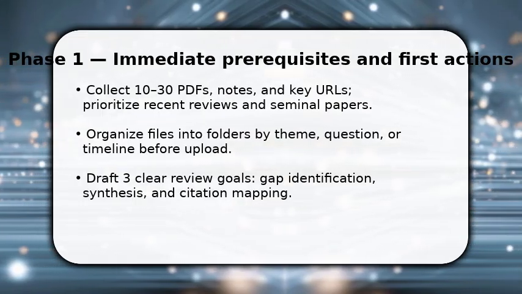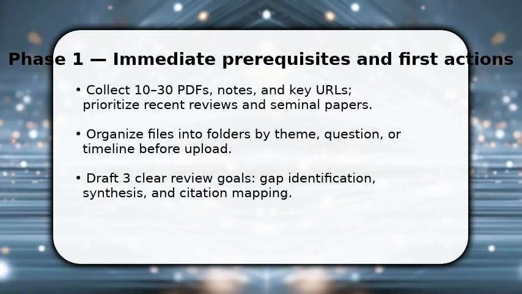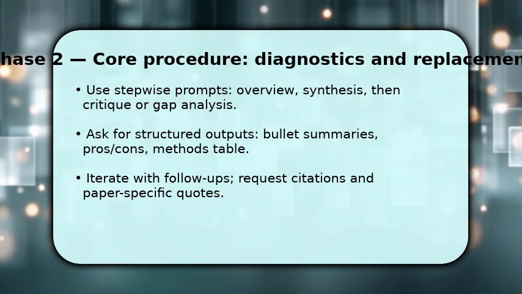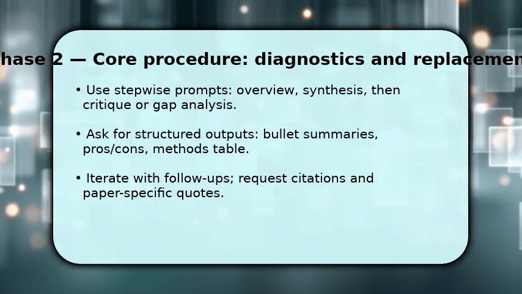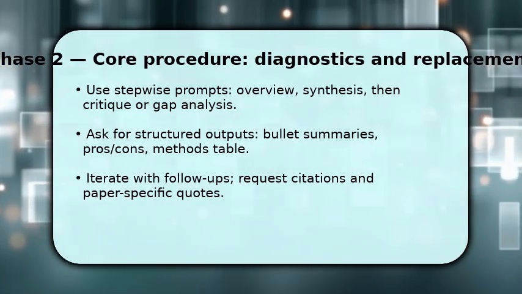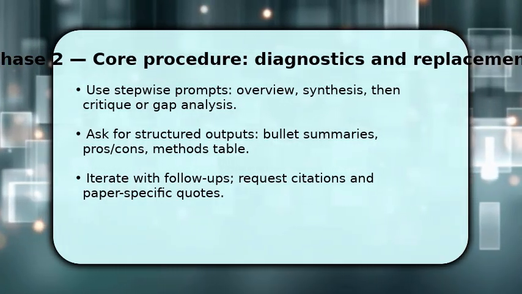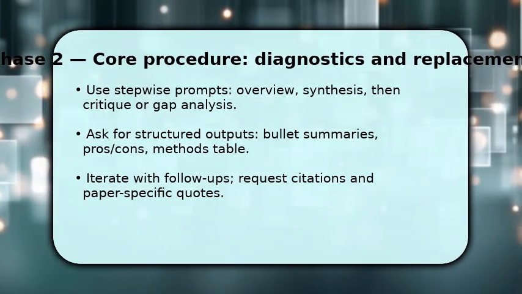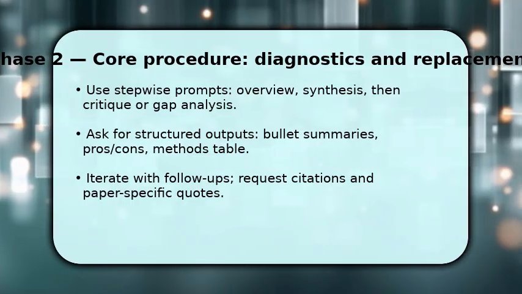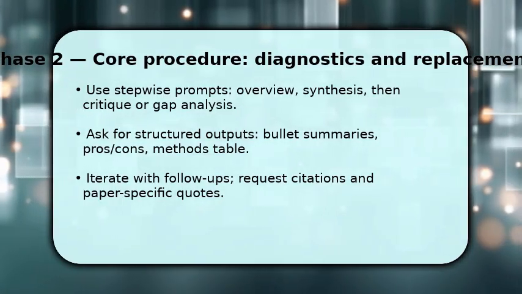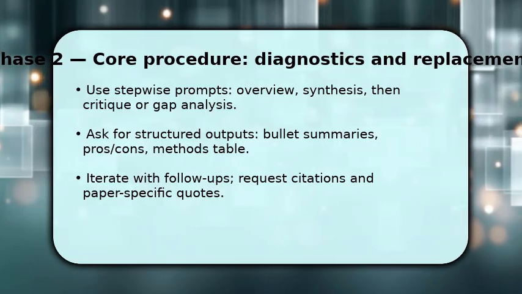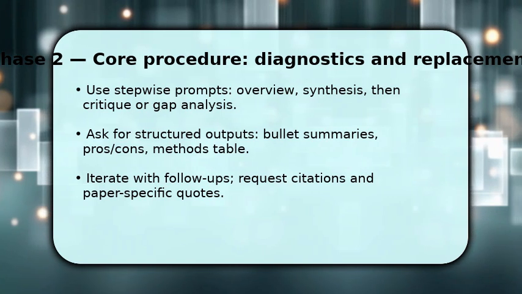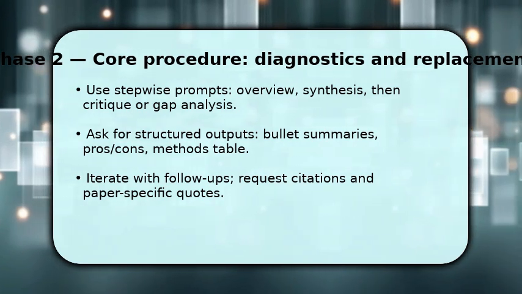You should now craft stepwise prompts that go from broad to specific. First, request a concise overview of each theme, then ask NotebookLM to synthesize contrasts and common methods. Once that baseline exists, instruct it to produce a table comparing study designs, sample sizes, and key metrics, and to list strengths and weaknesses. Make sure to require inline citations and direct quotes for any claim you will reuse. If the output is noisy, refine instructions with length limits and desired headings.